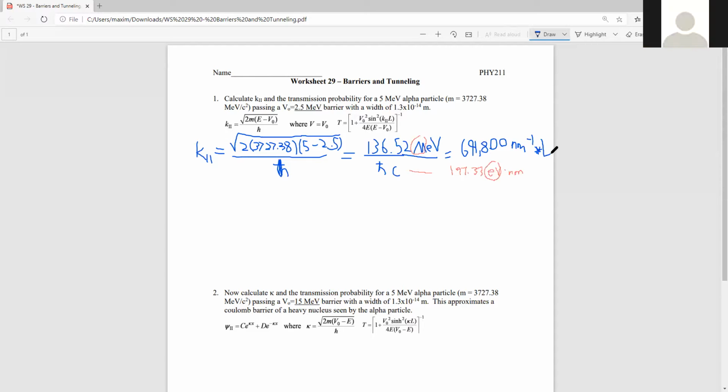Times L, which is what? 1.3 times 10 to the minus 5th nanometers. Yep, if I converted that right, and then plug all of that into T. Looks like you guys are on the road. I think you should be fairly successful with that, because I think most calculators will do the sine squared of K times L pretty successfully. So I'm going to go see the other group. Okay.